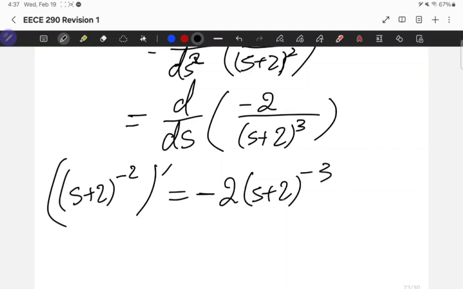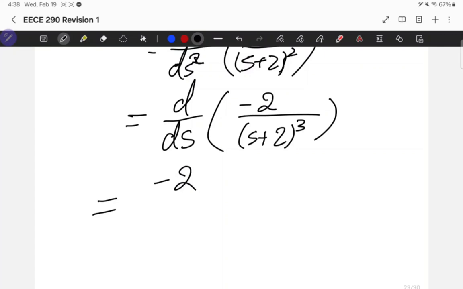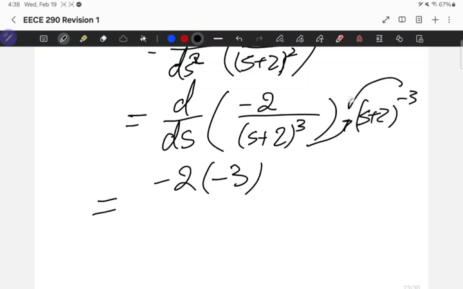And (s+2)^-3, I can put it in the denominator, (s+2) to the power of 3. Okay. I do the derivative one more time. So minus 2 times minus 3, same thing. I put this up, so (s+2)^-3. I drop the exponent and I subtract 1. So if I drop the exponent, I get the minus 3, divided by (s+2), subtract 1 from the exponent, I get 4.